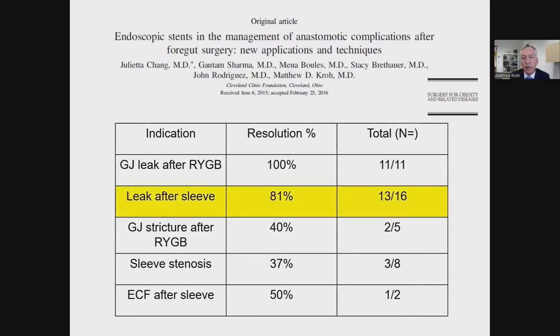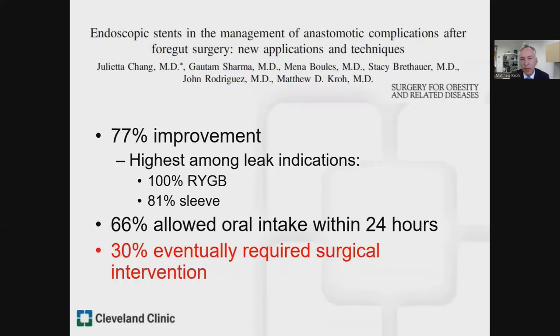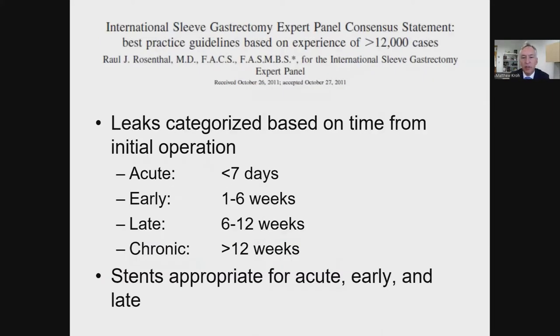And if we look at one of the major indications, which is leak after sleeve gastrectomy, we had a success rate of 81%. And in the more chronic conditions, such as sleeve stenosis, these success rates dropped precipitously. Overall, about three quarters of patients had some sort of improvement, but one third of them required surgical intervention at some point. So this may not be the definitive answer.